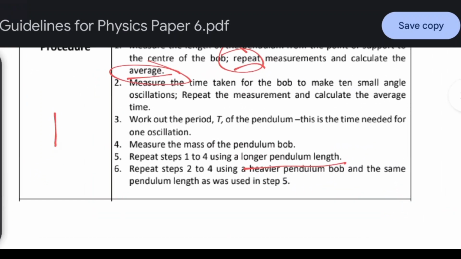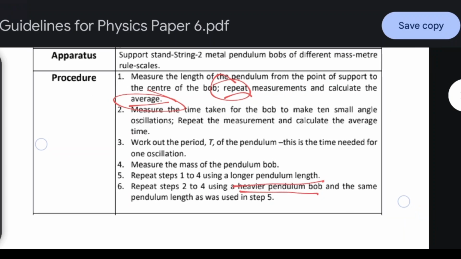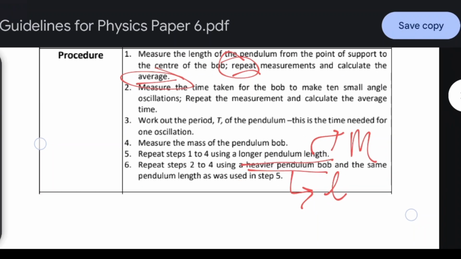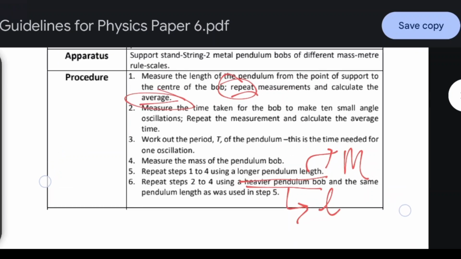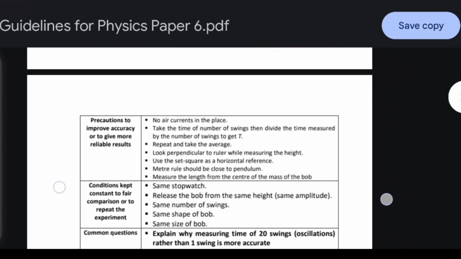Repeat steps 2 to 4 using a heavier pendulum bob. Now you will keep the length constant when you're changing the mass. When you're changing mass, you keep the length constant. Here, L is constant, and here the mass, M, will be constant. The same pendulum length was used in step 5. I told you that before. You keep the length constant.